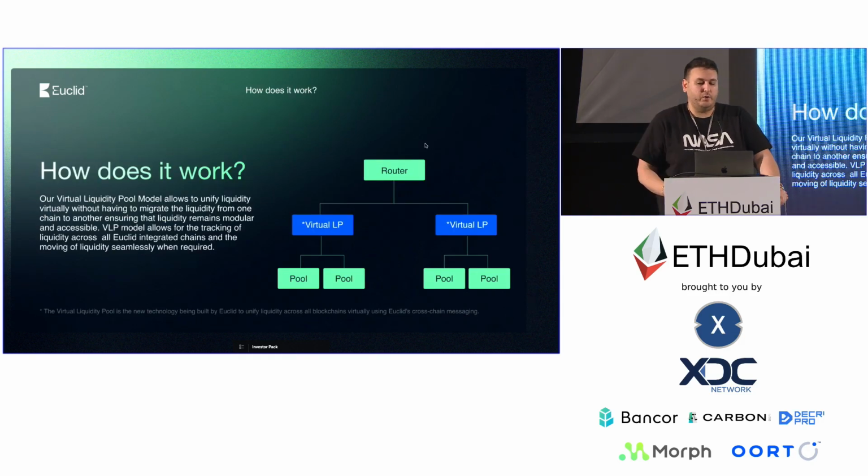Now, how does it work? Really quick. Basically, you can deploy a pool on any chain that we integrate. It takes like 5 minutes. And then you're able to directly connect, using our messaging protocol and model, with the virtual liquidity pool that exists right now on Nibiru, which is in the Cosmos ecosystem.